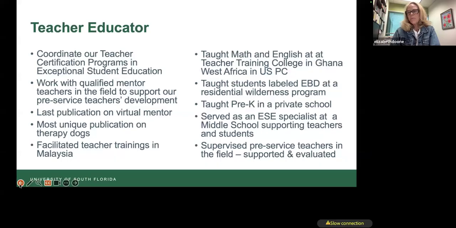But I wanted to share that one of my most unique publications was on therapy dogs. My colleague and I had read a lot about this kind of wonder event that they found, that kids with ASD were really responding well to therapy dogs. And a lot of people were getting really excited about this concept. And so we thought, well, let's figure out if this truly is the end all and be all of helping kids with ASD.